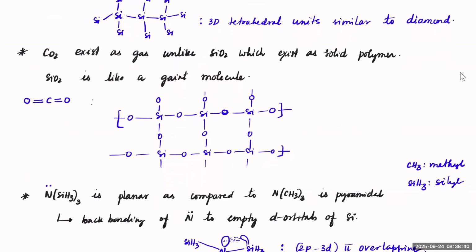Next, carbon dioxide gas exists, unlike SiO2, which exists as a solid polymer. Again, because of the bond strength. The C double bond O bond strength is high. Si double bond O can exist, but it does not create that level of bond strength as much as the sigma bond it can create. So instead of involving one sigma and one pi, it will involve all sigma bonds, and that helps it gain a giant molecule structure. This is how silica exists.